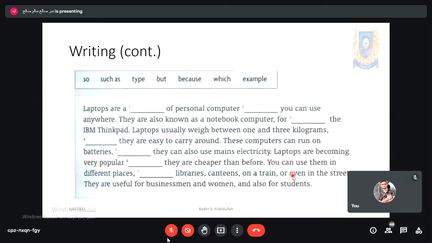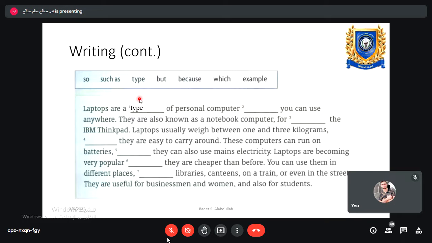Now, we have this text or this paragraph that is a description of laptops. It's talking about laptops, and most of you know what laptops are, or you already have laptops. So let us try to fill in the blanks. We have 7 blanks and 7 words in the box, these words. So laptops are a blank of personal computer. So laptops are a type of personal computer.